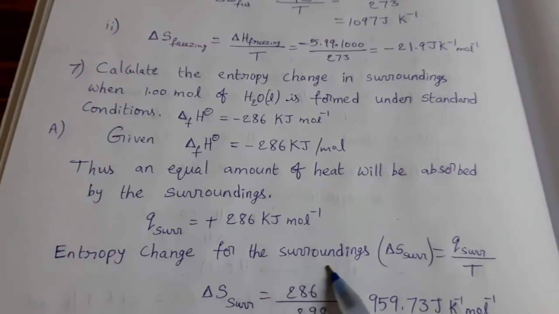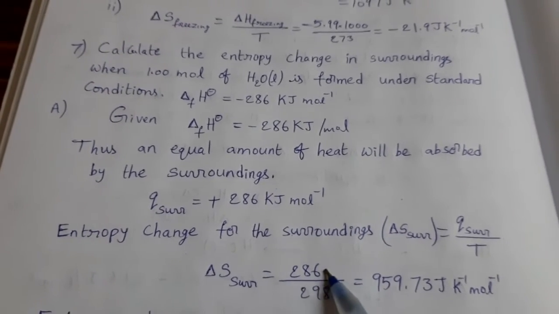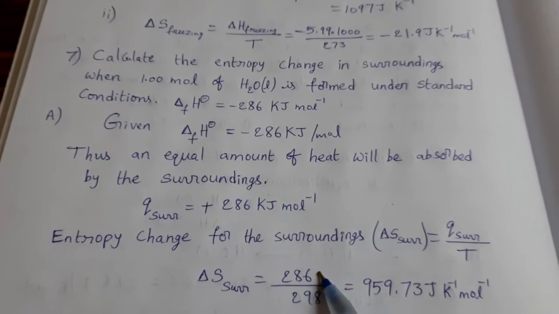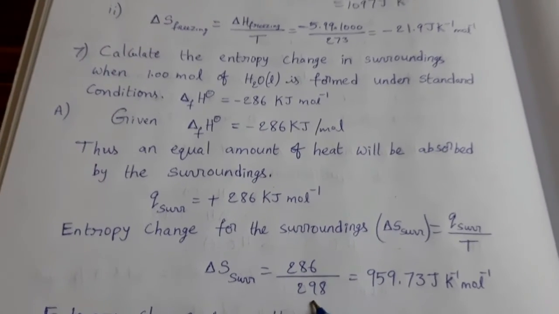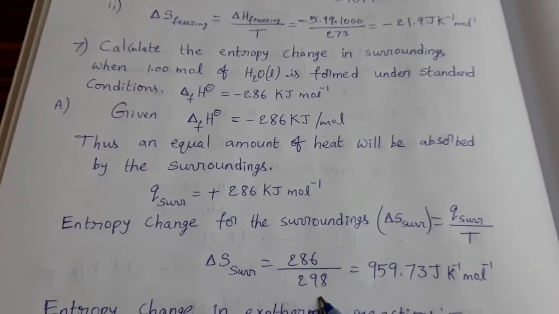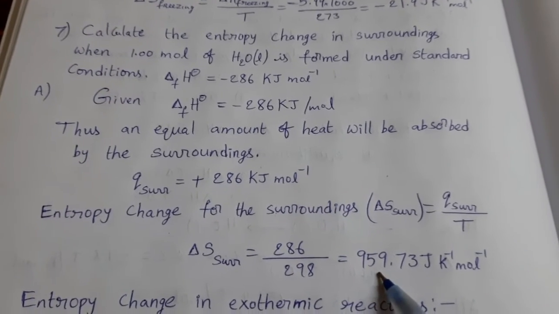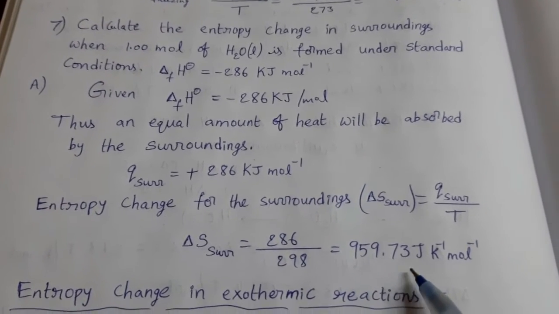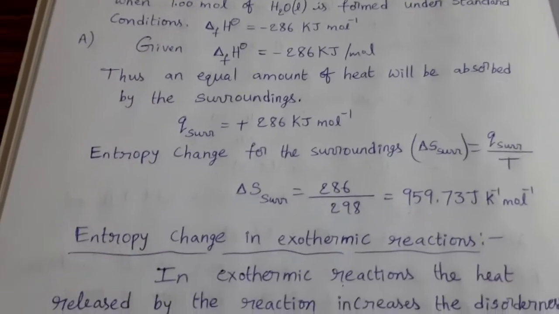Entropy change for the surroundings, delta S surroundings, equals heat energy absorbed in this process, 286, divided by temperature. Water formation takes place at 25 degrees Celsius. In Kelvin scale, the value is 298. That is, entropy change is 959.73 joule Kelvin inverse mole inverse.